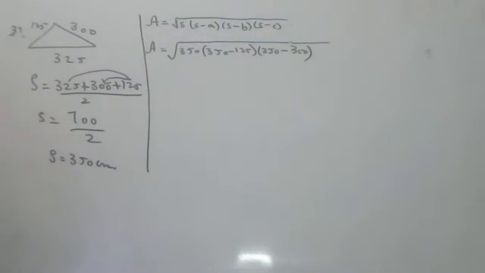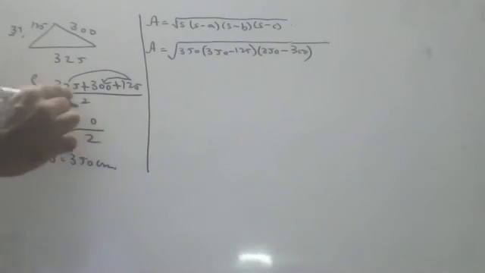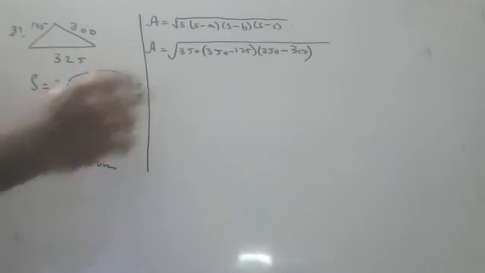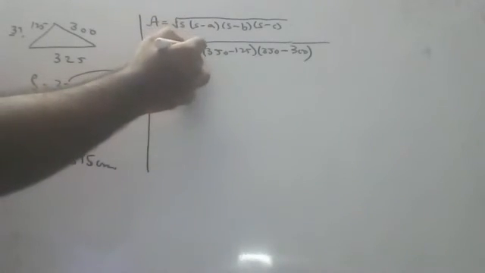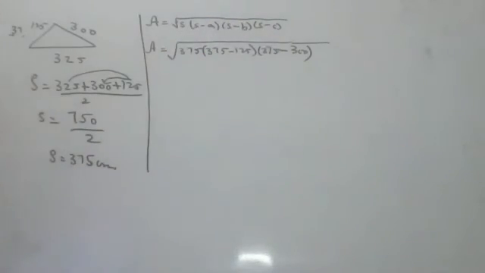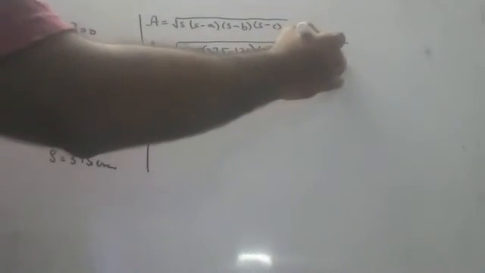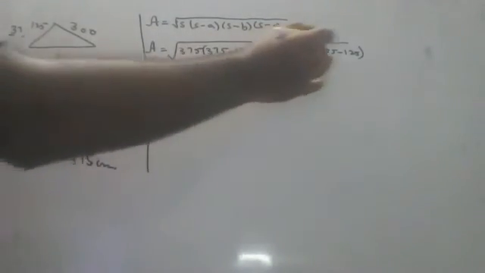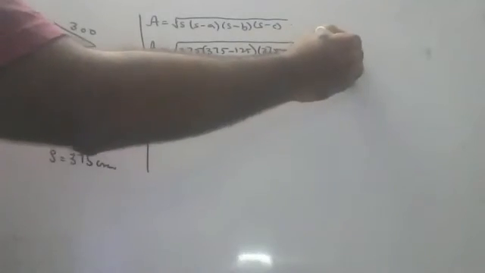700 by 2 is not 750, it is 350. Okay, 350 minus 125 is 225, and into 350 minus 325 is 25. Okay, now you let me know.